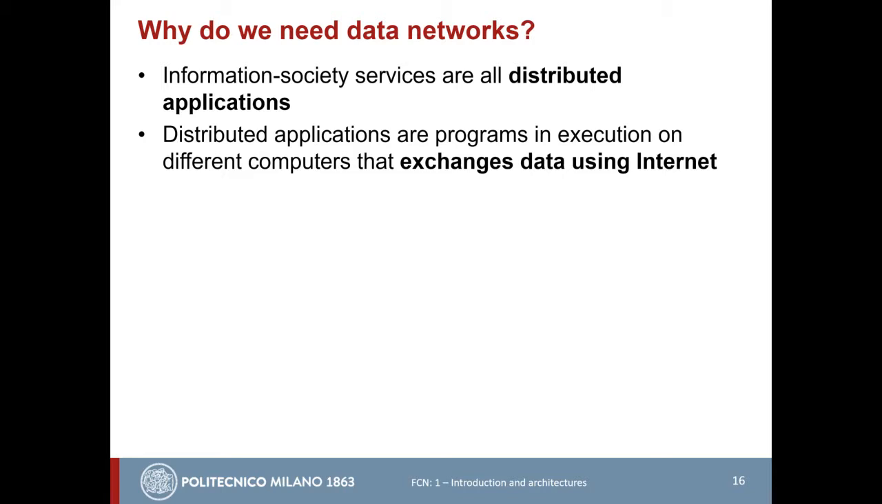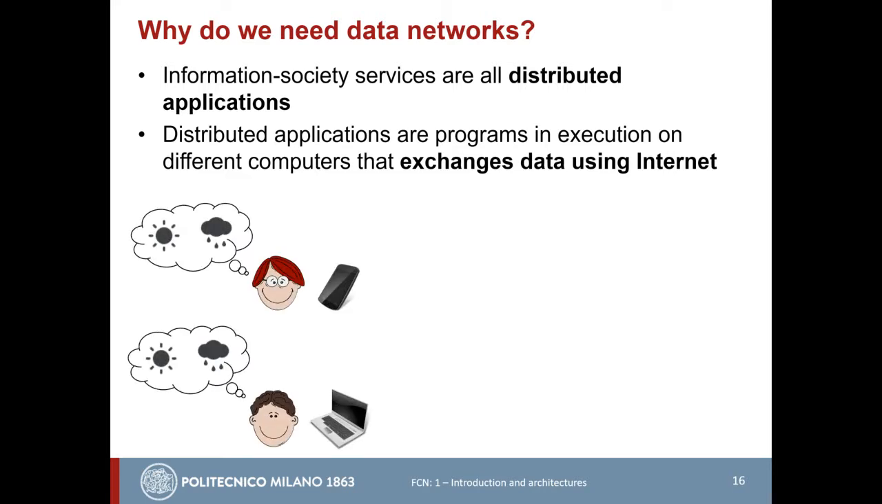Why do we need a data network? The main goal of a data network is to allow execution of distributed applications. Distributed applications are computer programs that are in execution on different computers located in different areas, and they exchange data using internet in order to be able to execute those applications.